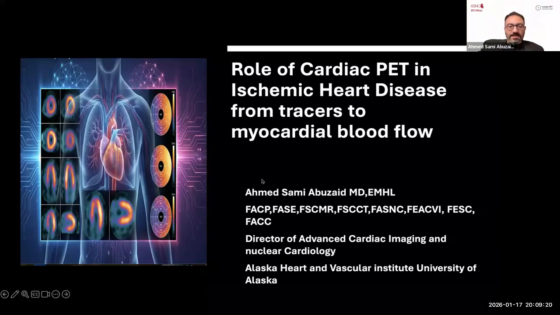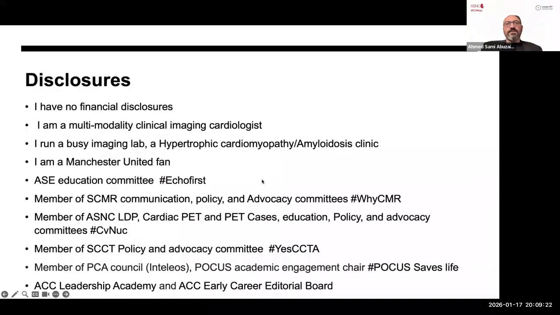So I like the topic about the role of cardiac PET from myocardial perfusion imaging and myocardial blood flow, because there have been a lot of changes in cardiac PET in the last 15 years. And these are my disclosures.